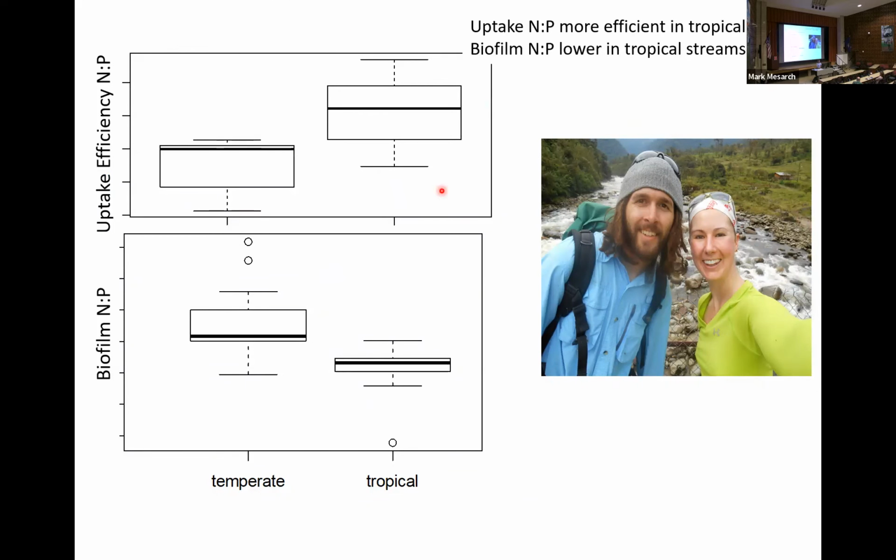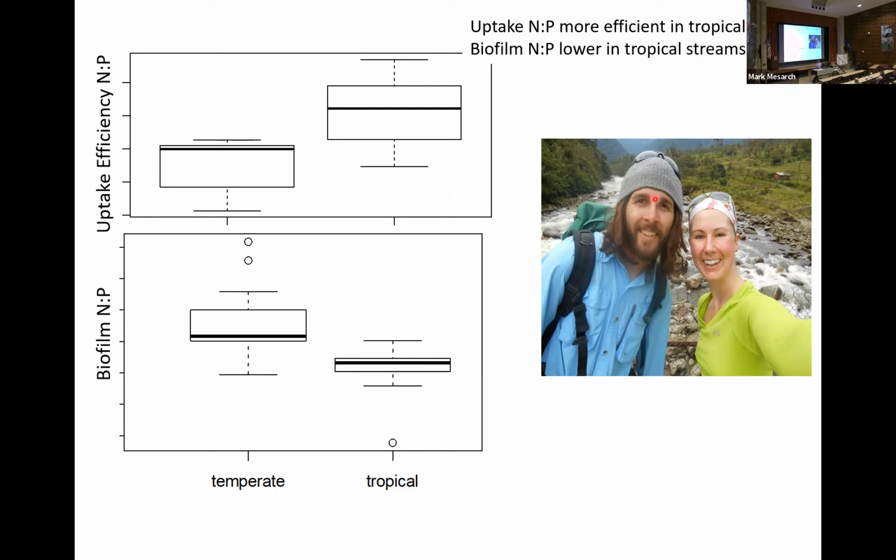Another way that I summarized this data was by looking at uptake efficiency, so we can compare how good these streams are at taking up nitrogen relative to phosphorus and plot that ratio. And you can see that tropical streams are more efficient at taking up nitrogen relative to phosphorus in comparison with these temperate streams, whereas biofilm nitrogen to phosphorus was actually lower in tropical streams.